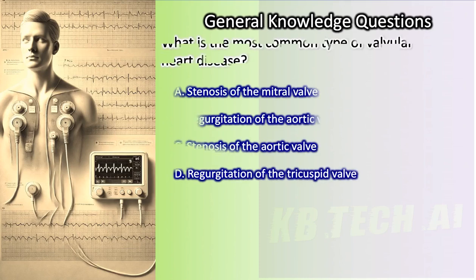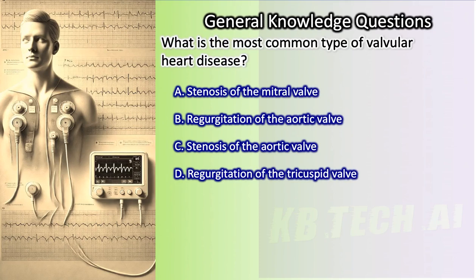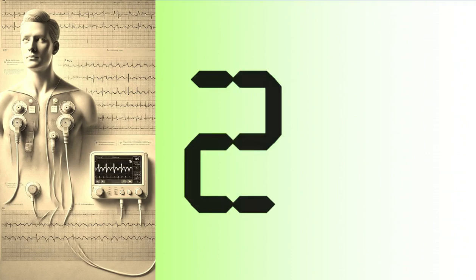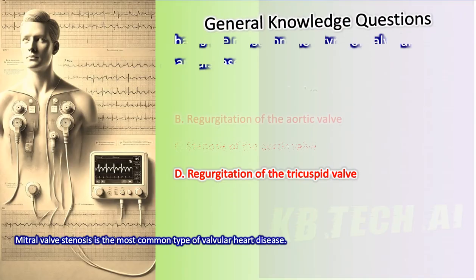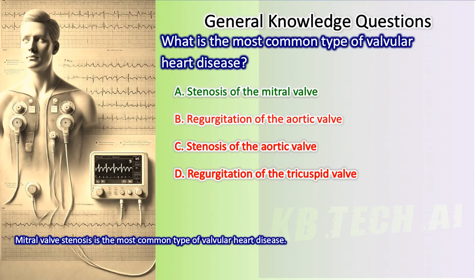Which is the most common type of valvular heart disease? Option 1. Stenosis of the mitral valve. Option 2. Regurgitation of the aortic valve. Option 3. Stenosis of the aortic valve. Option 4. Regurgitation of the tricuspid valve. The answer is option 1. Stenosis of the mitral valve.